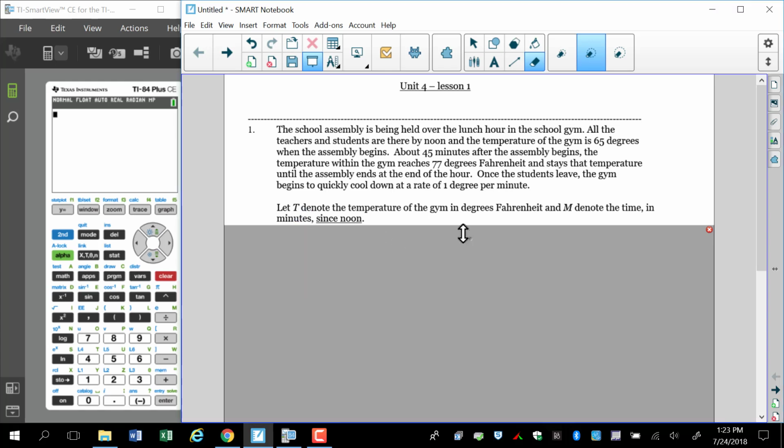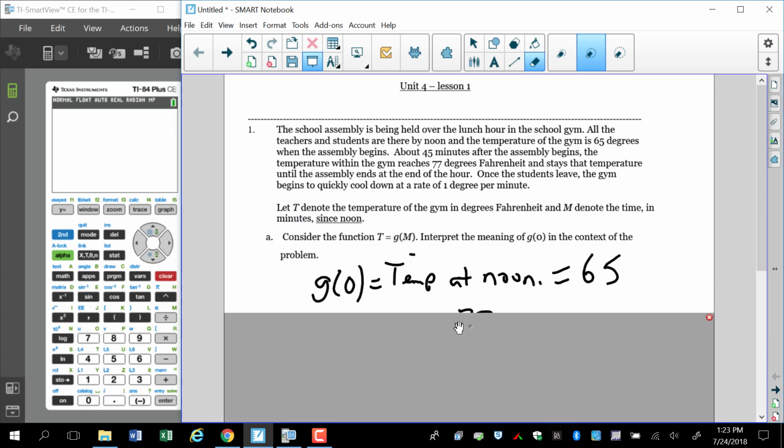We're looking first of all at part A. If you consider the function t equals g of m, interpret the meaning of g of 0. G of 0 is simply the temperature at noon, which is 65 degrees. Don't make it any more complicated. It says up here, T is the temperature and M is the time. So temperature as a function of time. So you can write it G of M or T, each one works. But if you're looking for G of 0, that's just what is the temperature at time 0.